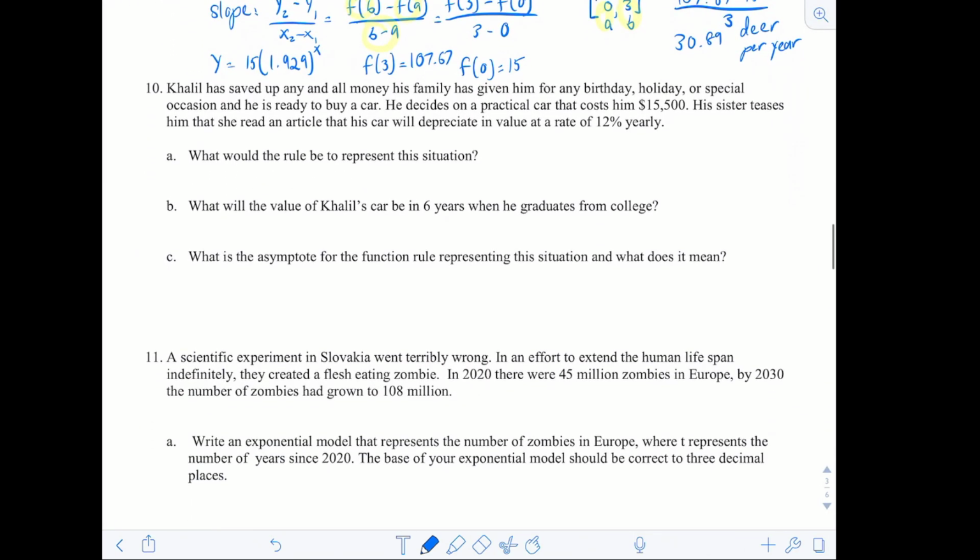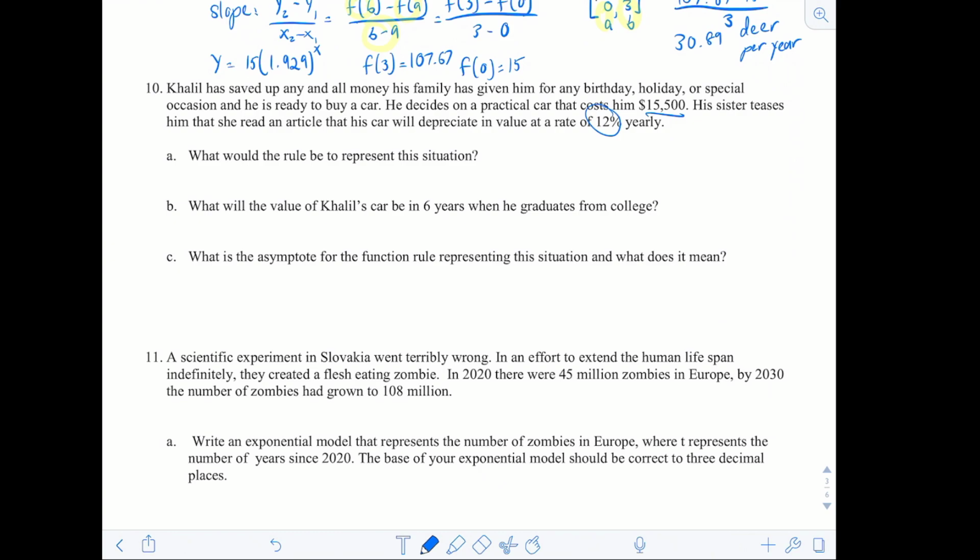Okay, number 10. It says Khalil has saved up all of the money his family has given him for his birthday, holidays, and special occasions, and he's ready to buy a car. He decides on a practical car that's going to cost him $15,500. His sister teased him that she read an article that his car will depreciate in value by 12% yearly. So what would the rule be to represent this situation?